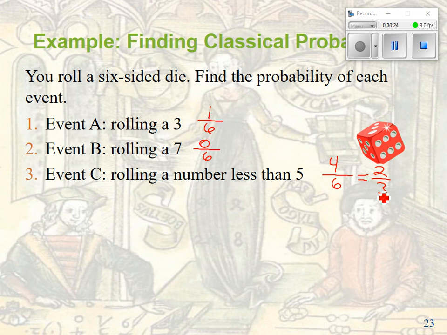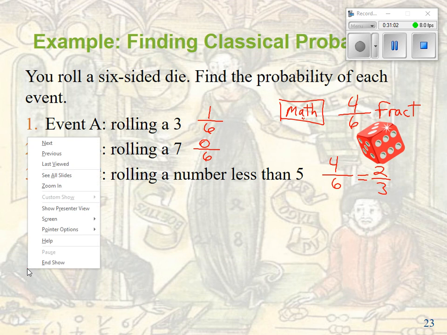On your calculators, you've got the math button. If you punch in something like 4 divided by 6 and hit the math button, the first thing it says is fraction. You hit enter, and it'll reduce down any fraction for you. So if you want your answer as a fraction in reduced form, it'll reduce it for you. So if you get big numbers like I had written on the last one, you could punch that in and see if it'll reduce on your calculator.